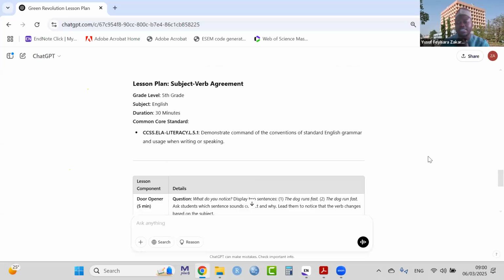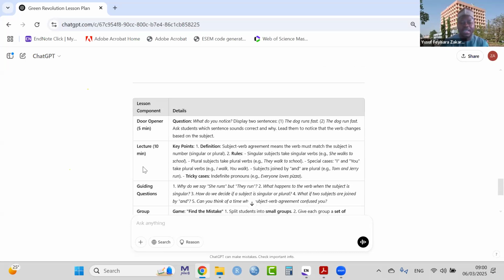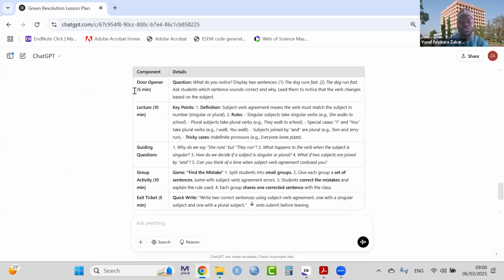It is very short. We said it is 30 minutes. So we have the grade level, we have the subject, we have the duration, then we have the Common Core standard. Then we have what this is going to be. Then we have the lesson component. Remember we mentioned door opener? That's like icebreaker. We have the lecture for 10 minutes. We have guiding questions. We have group activity. Then we have the exit ticket to evaluate the students. So this is a template for you through which you can modify and then you move on with this.